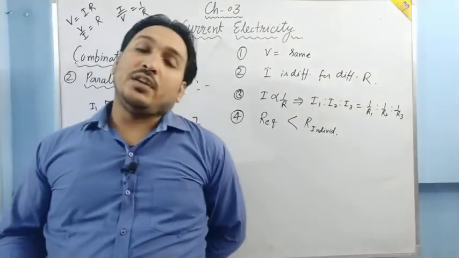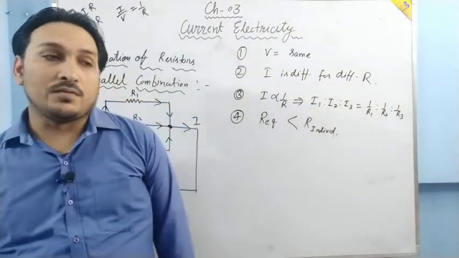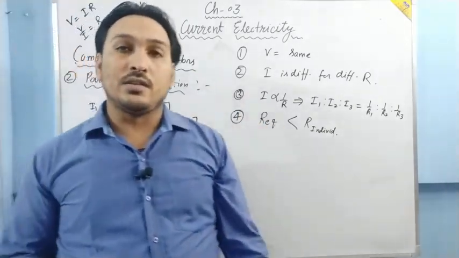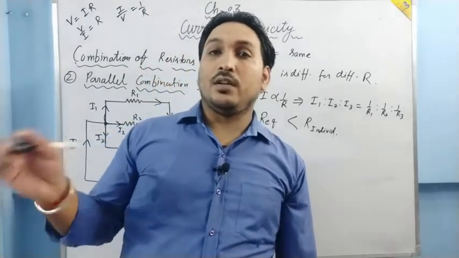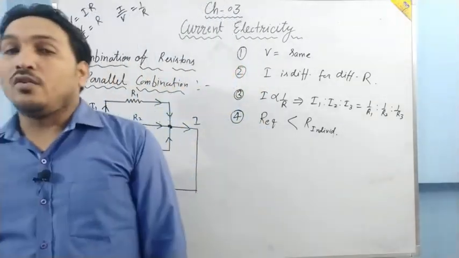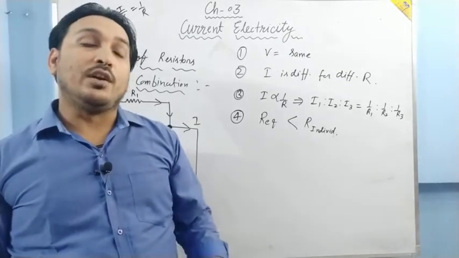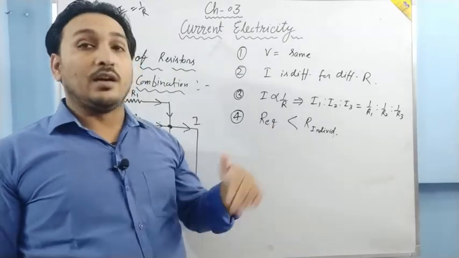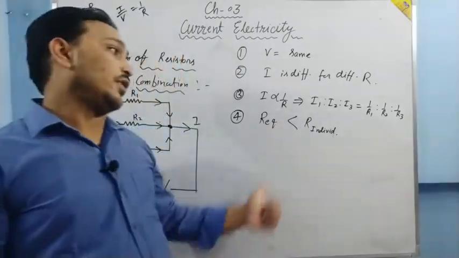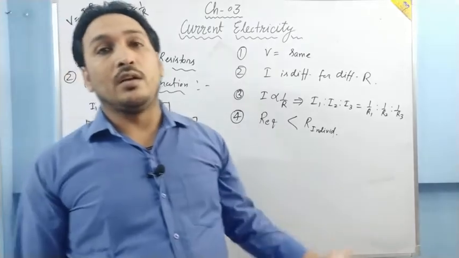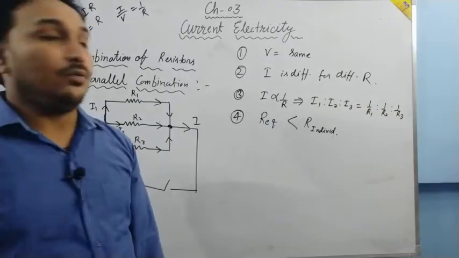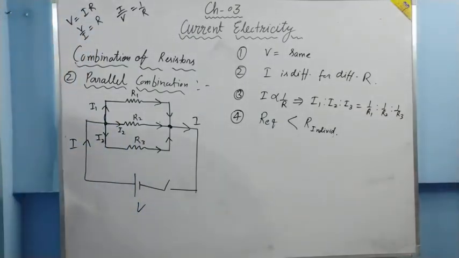Series combination of resistance is applied when we want the current to be low, so that the equivalent resistance is greater, and if resistance is greater then the current will be low. Parallel combination of resistance is applied when we want the equivalent resistance to be less and current to be more. If equivalent resistance is less, V is equal to IR, so obviously current will be greater. Okay, so this is how the combination of resistances in parallel combination is calculated.